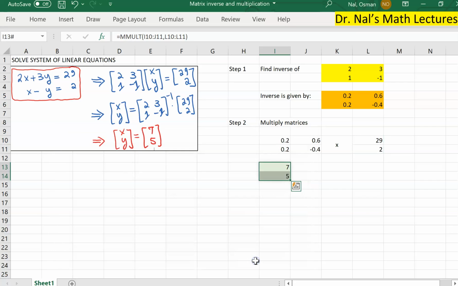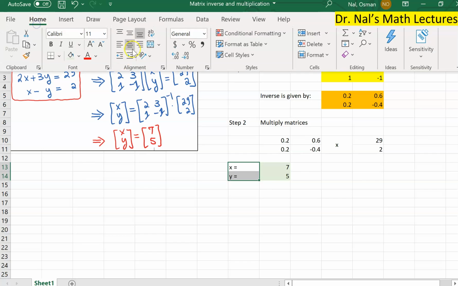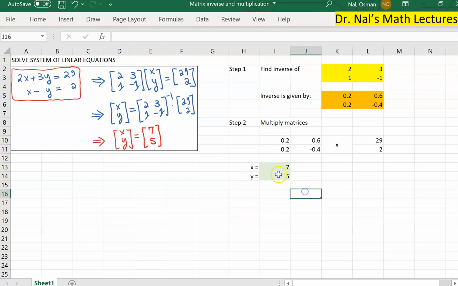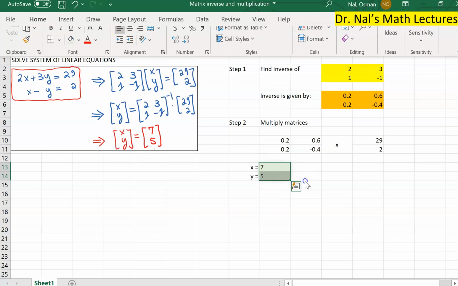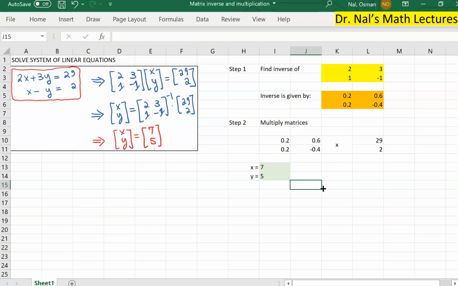And I just press OK, and boom, we get the same answer. It is really cool. I can write next to it the answer: x equals, and this one is y equals. Really good. Let me align it like this, and I can make them left indented. There you go. So x turned out to be 7 and y turned out to be 5, as we predicted.